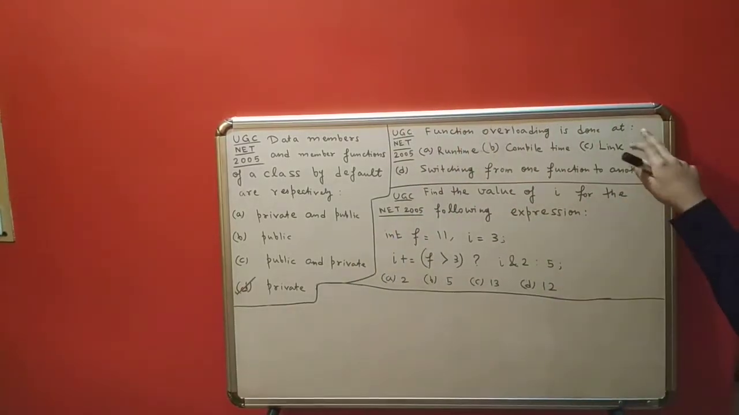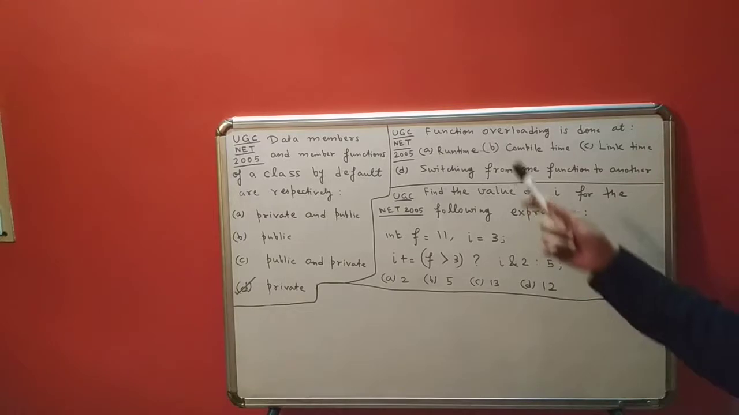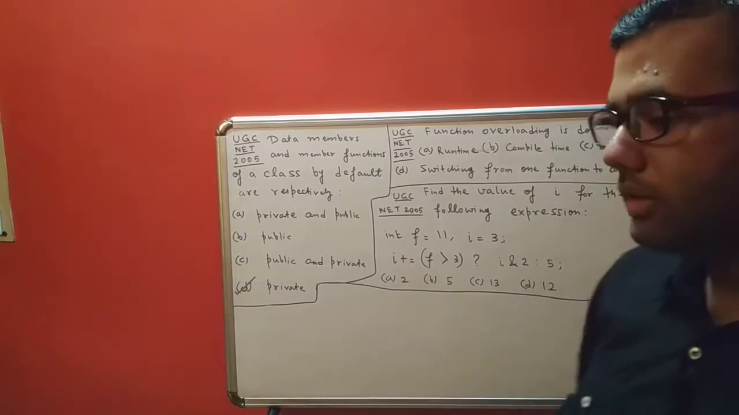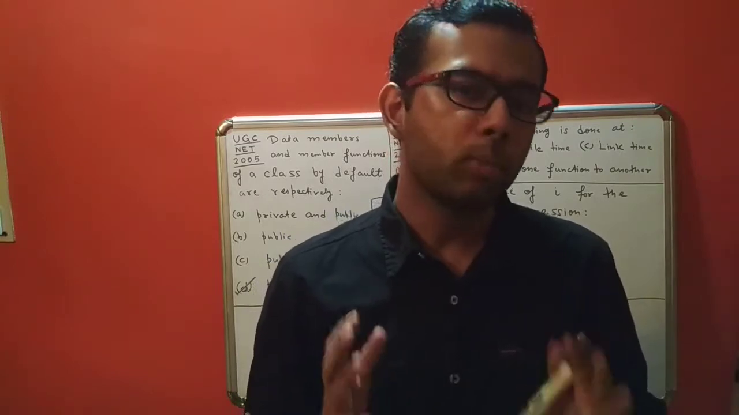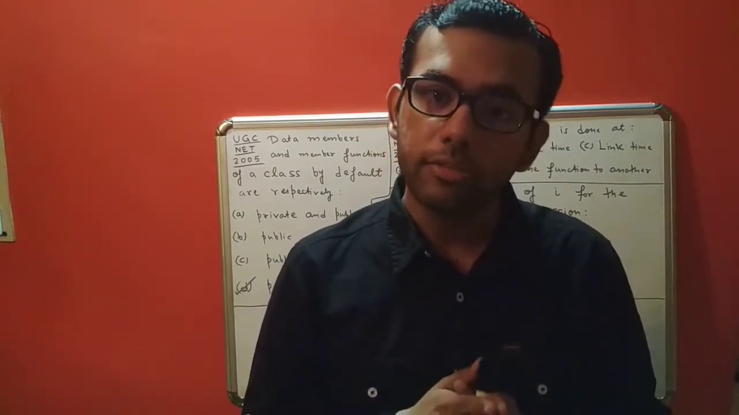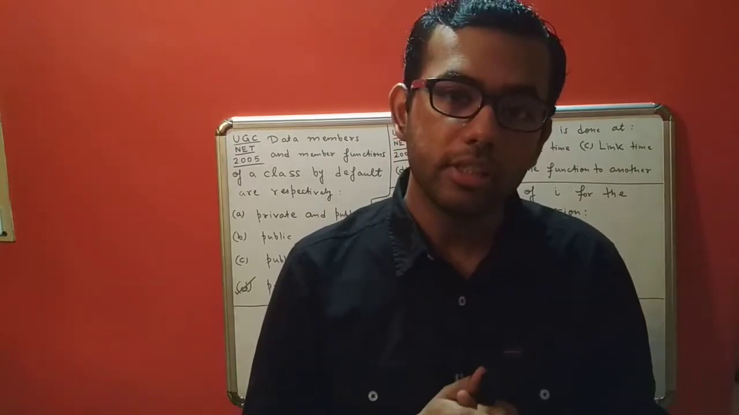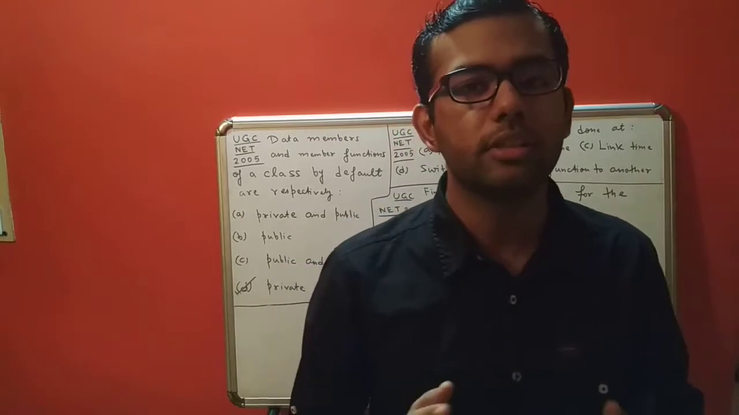Function overloading is done at, and they've given us 4 options. You can read these 4 options. So let's first understand what is function overloading. Function overloading is the process where you have one function name performing different tasks at different scenarios. Now, how do I make a function perform different tasks at different scenarios?